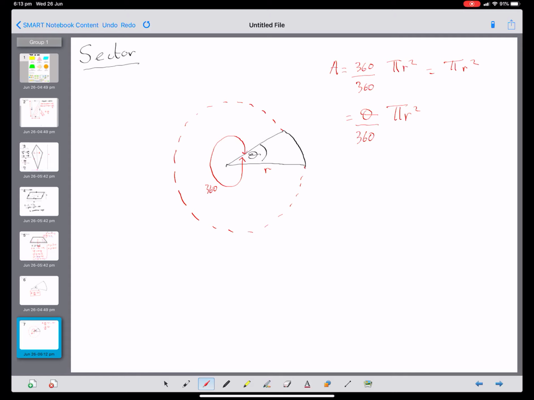Okay, so this isn't a formal proof. It's just showing how we derive a formula for an area of a sector.